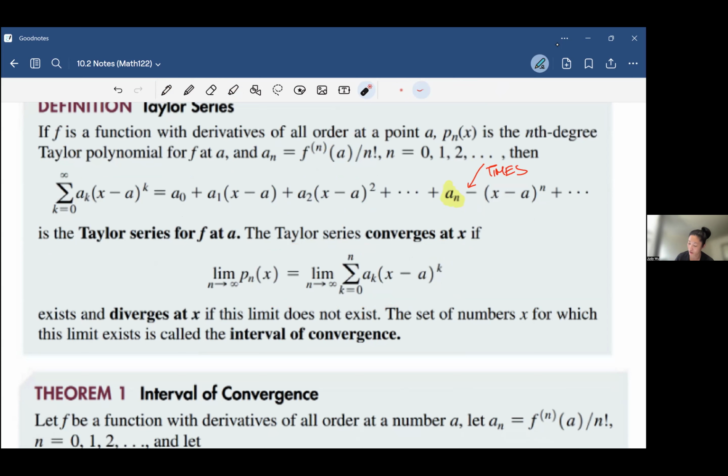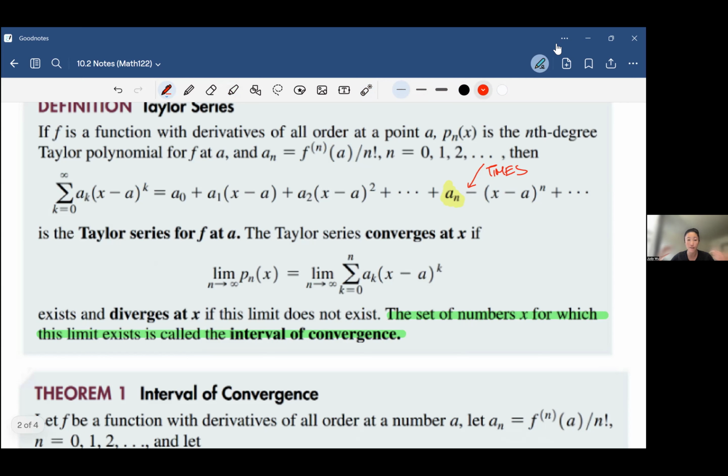And then separately, we want to look at, does this Taylor series diverge? Okay, so the Taylor series is either going to converge or diverge. It will converge if the limit exists, and it will diverge if the limit does not exist. Okay. The last piece of information that's important for us here is that the set of the numbers x for which this limit exists is what we call the interval of convergence. Okay, so our focal point in this section is going to be finding out whether the Taylor series converges or not, and if it does, what is the interval of convergence?